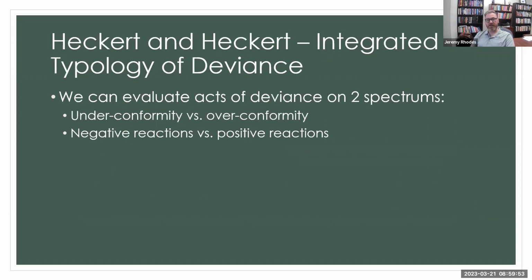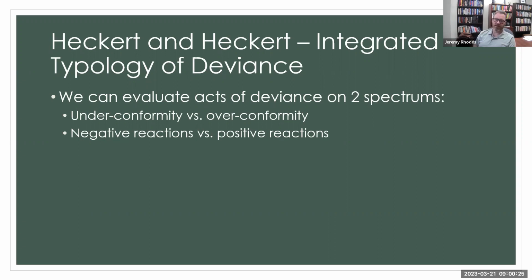Okay, so that's the first article. The second, the integrated typology of deviance. This one is important because Heckert and Heckert bring these two different spectrums that we need to be aware of. The first is deviance can be looked at as an example of under-conformity or as over-conformity. So a person who does not conform enough to this norm is under-conformity, but a person who conforms too much to that norm is over-conformity.